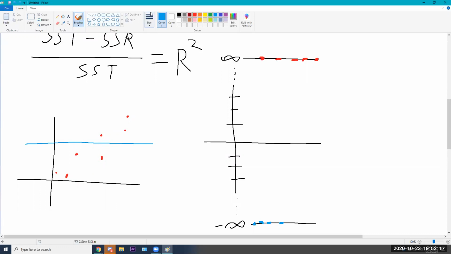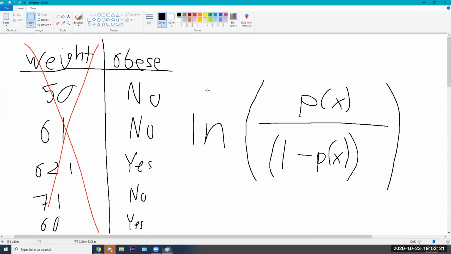And we can do the same thing for logistic regression, right? So if we go back to our data set, you can again take the log odds of our output without taking a weight into account. And like we calculated before, the log odds of it would simply be ln of 2 over 3.